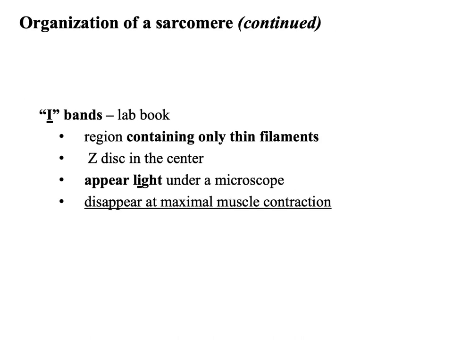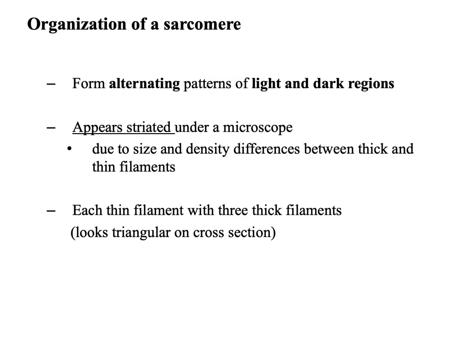The I band is going to be L-I-G-H-T, the light I band. It's going to be light in color. It's light because it is only actin. Actin is thin. Because it is thin, the light passes through it easier, and so it's light in color. If something's thick, the light can't pass through it under a microscope, so it's dark. So those A bands and I bands are what create the stripes, the striations under the microscope.